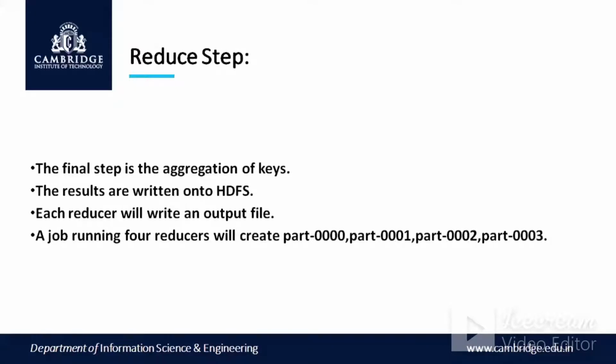Next is the reduce step. The final step is the aggregation of keys. That means all the same keys are aggregated into one. The results are written onto the Hadoop Distributed File System. Each reducer will write an output file. A job running 4 reducers will create part-0000, part-0001, part-0002, and part-0003. So this is an example. If there are 4 reducers, it will create 4 output files numbered 000, 001, 002, and 003.